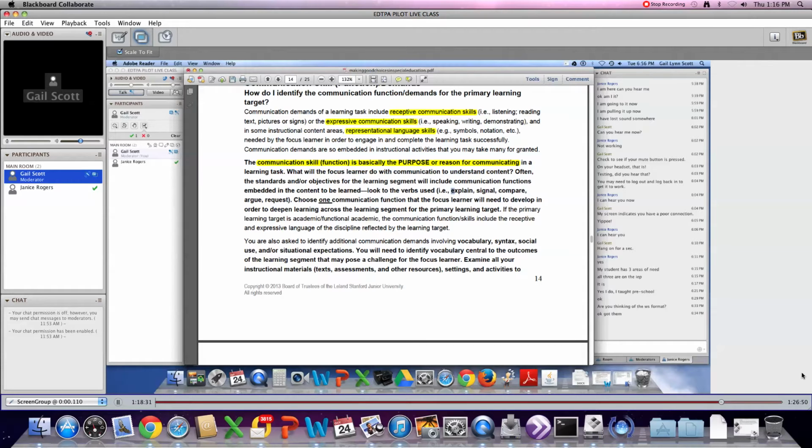And examples they might be explain, signal, compare. Signal would be an appropriate one for a nonverbal learner. They need to argue both sides of an idea or debate or question, and they might need to request information, and that's the supporting skill you want them to use. You choose one.